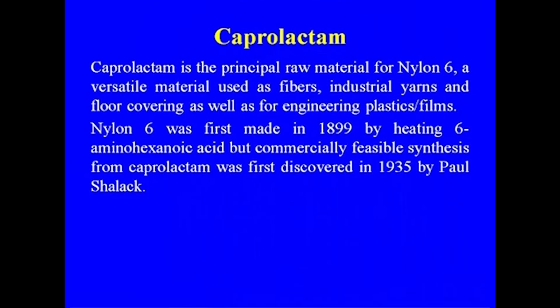Now let us come to the caprolactam. Caprolactam is the principal raw material for nylon 6, which I told you is a versatile material used as fiber, industrial yarns and flooring, covering, as well as engineering plastic, because the vinyl flooring also uses this nylon. Nylon 6 was first made in 1899 by heating 6-aminohexanoic acid, but a commercially feasible synthesis for caprolactam was first discovered in 1935 by Paul Schlack.